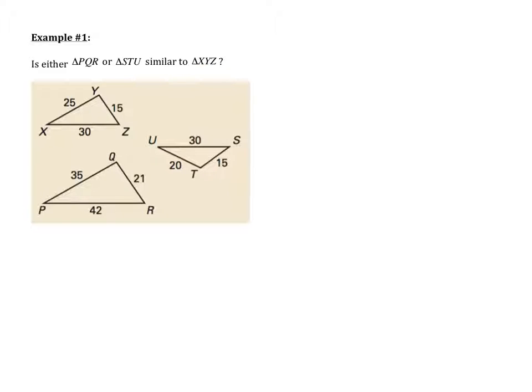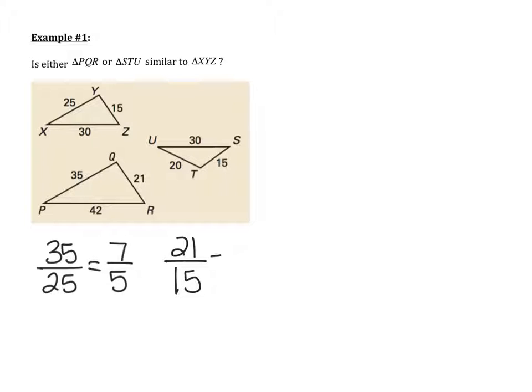So that would be 35 over 25, which is equal to 7 over 5. So if all of the other ratios are 7 over 5, then we would know that the two triangles are similar by side, side, side. Next, we have QR, which is here, compared to YZ, which is here. So that would be 21 over 15. So I would divide both of those by 3. So 21 divided by 3 is 7, and 15 divided by 3 is 5. So we have 7 over 5 for that one as well.